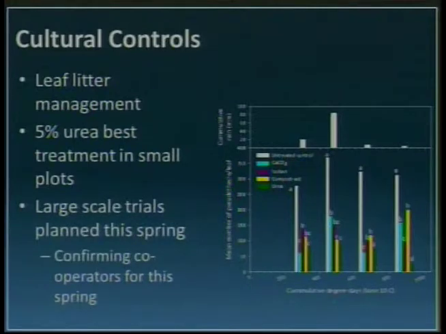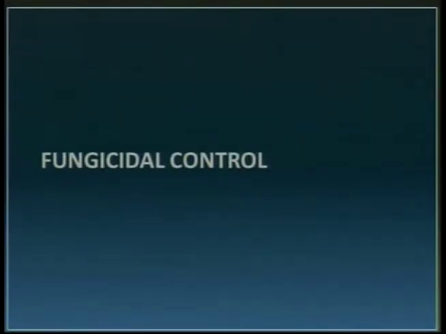Cultural controls, including leaf litter management, are being investigated. This is some of my older data with the leaf litter control. In the white bars we have the untreated controls in our small plots, and in the green bars, which is our best performing treatment, we had 5% urea in our small plots. We're going to be putting out some of these treatments this spring, actually very shortly, so we'll be able to tell you whether this works on a larger scale rather than just in my small plots for disease control. Fungicide control is a major component of black spot control.